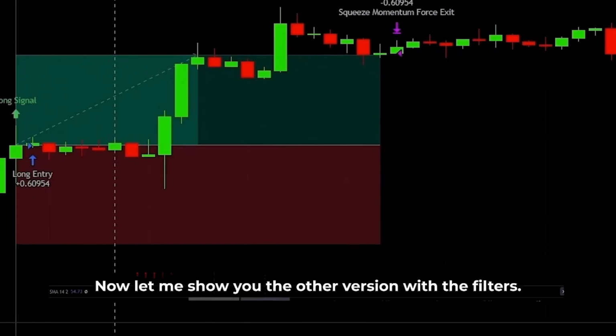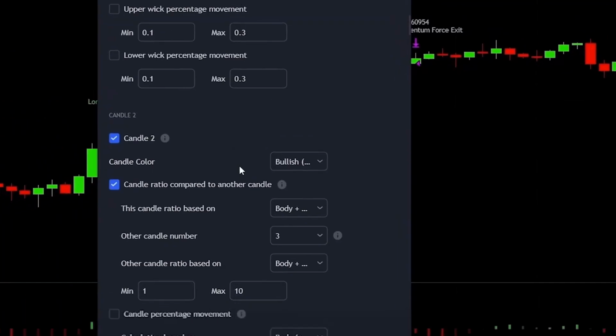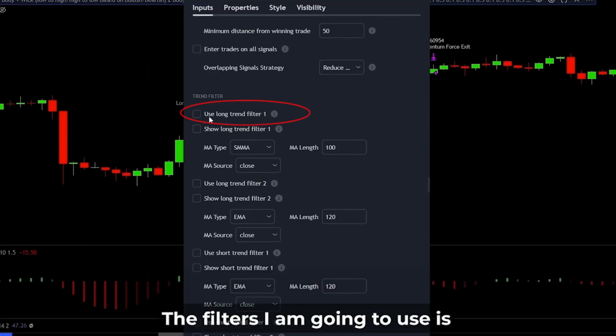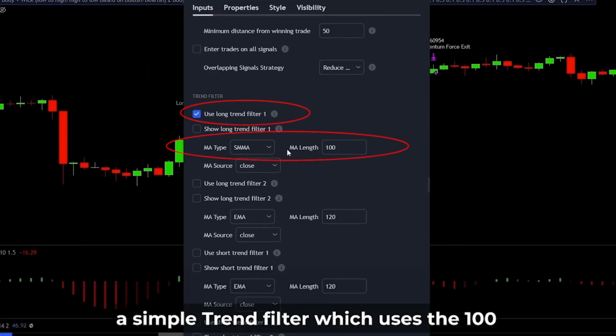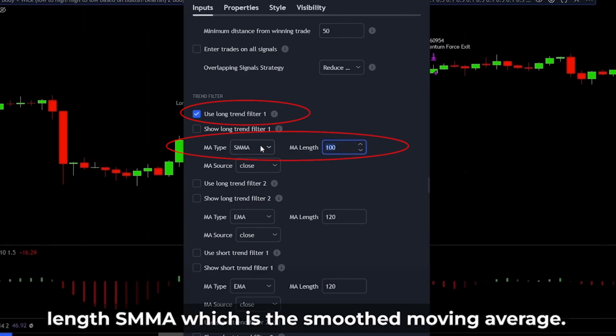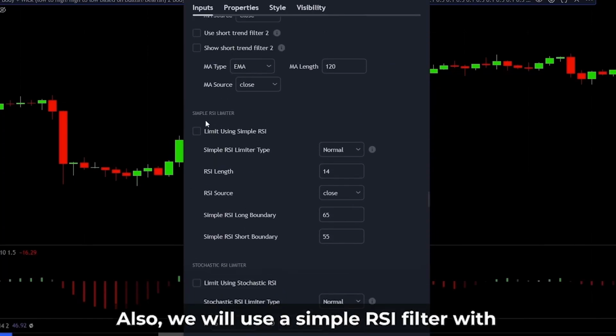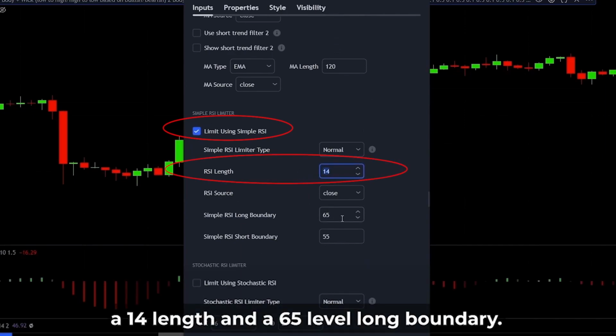Now let me show you the other version with the filters. The filters I'm going to use is a simple trend filter, which uses the 100 length SMMA, which is the smoothed moving average. Also, we will use a simple RSI filter with a 14 length and a 65 level long boundary.